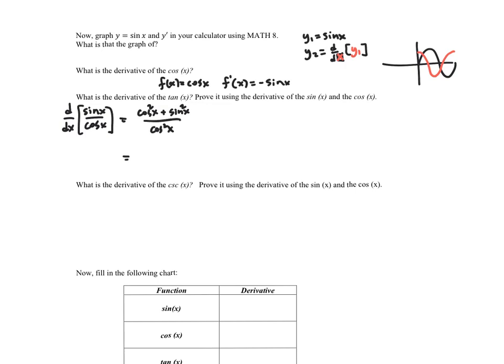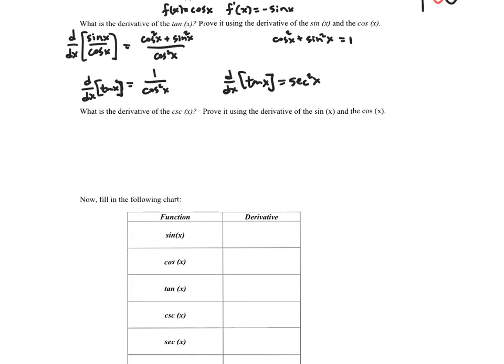All right, so remember the identity from back in the day, cosine squared plus sine squared? Well, that equals 1. Therefore, the derivative of tangent x, let's get brackets there, is 1 over cosine squared x. Well, that means that the derivative, if I wanted to put it in simpler terms of tangent x, is secant squared x. Okay, what is the derivative of cosecant x? Prove it using the derivatives of sine and cosine. Okay, so let's look at cosecant.